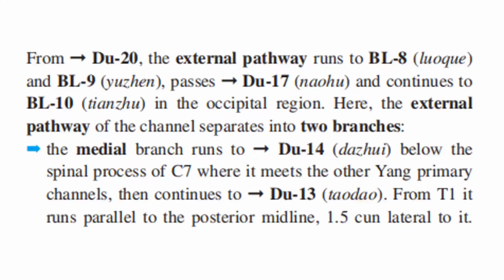From Du-20, the external pathways run to Bladder 8, and Bladder 9, pass Du-17 and continue to Bladder 10 in the occipital region. Here, the external pathway of the channel separates into two branches. The medial branch runs to Du-14 below the spinous process of C7 where it meets the other yang primary channels, then continues to Du-13. From T1, it runs parallel to the posterior midline, 1.5 cun lateral to it.